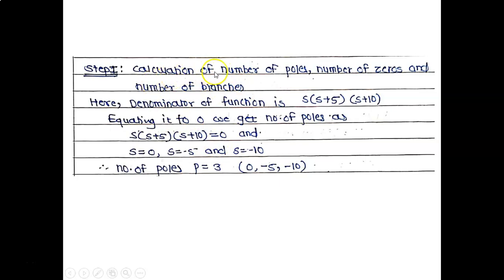step 1, calculation of number of poles, number of zeros and number of branches. Now here in the denominator there are three factors: s, s plus 5 and s plus 10. Therefore equating them to 0 we get the poles as s is equal to 0, s is equal to minus 5 and s is equal to minus 10. Therefore number of poles P is equal to 3, which are 0, minus 5, minus 10.